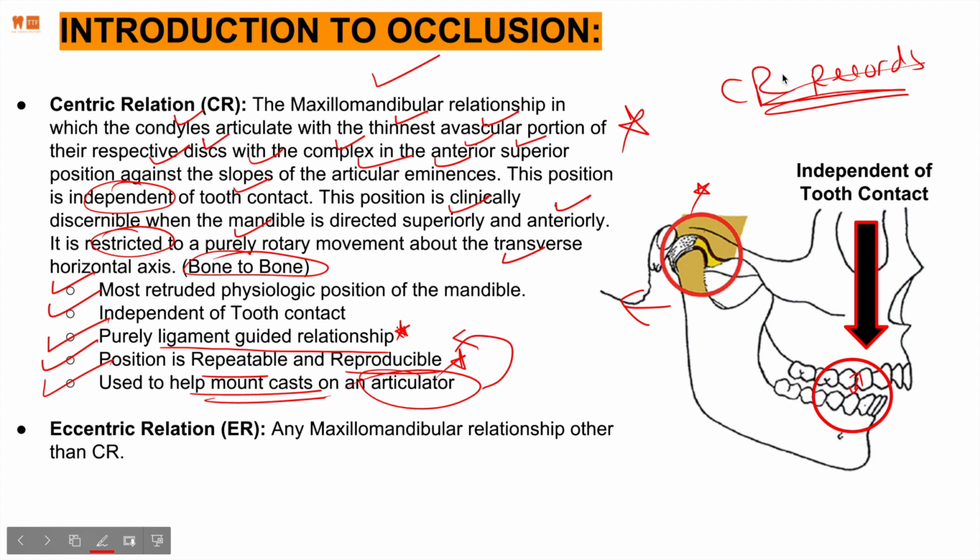Now, because it is the transverse horizontal axis, centric relation becomes a horizontal relationship. Now, because we said horizontal with such emphasis, and very awkwardly of course, but nevertheless, if there's horizontal, there will be a vertical relationship. So keep that in mind, there will be a vertical relationship. Anyways, moving on. Eccentric relationship. It's any other relationship of the maxilla to the mandible other than CR. That could be protrusion, laterotrusion, mediotrusion, and so on and so forth.